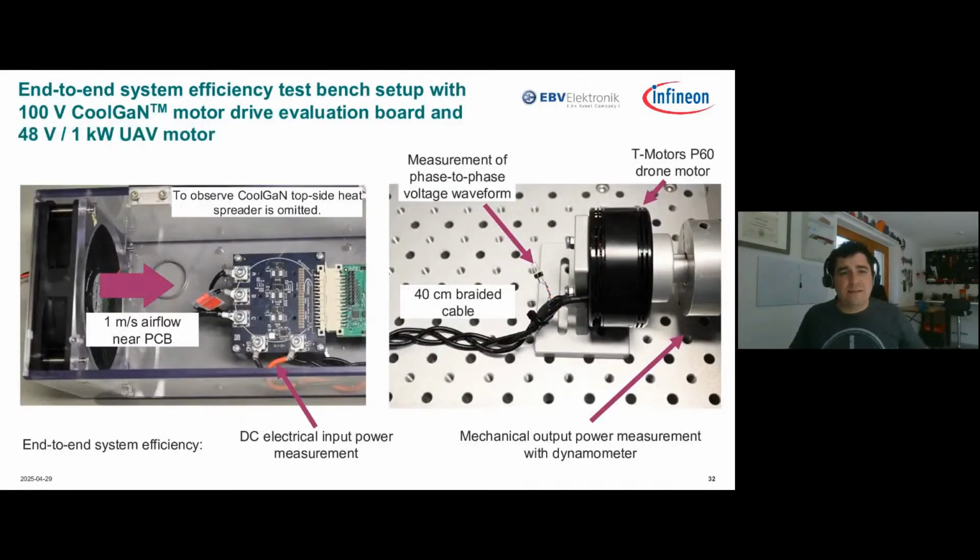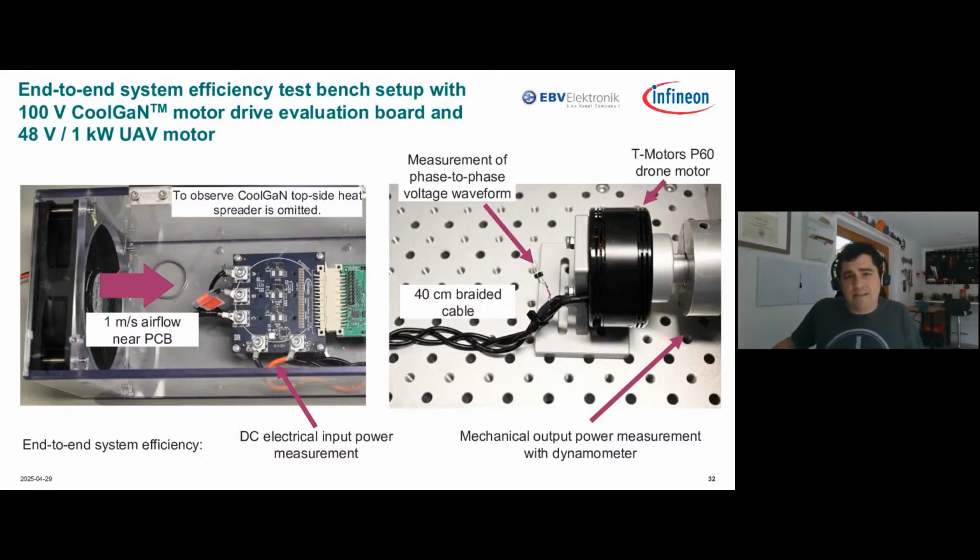So what I want to show you is an example of how this applies to the motor efficiency. This was an experiment that we ran a few years ago with an off-the-shelf motor used for agricultural, industrial, cargo type drones. So 1 kilowatt drone motors running at a 48 volt battery. We have one of our 100 volt GaN boards here running at 100 kilohertz, driving this motor across a 40 centimeter cable.